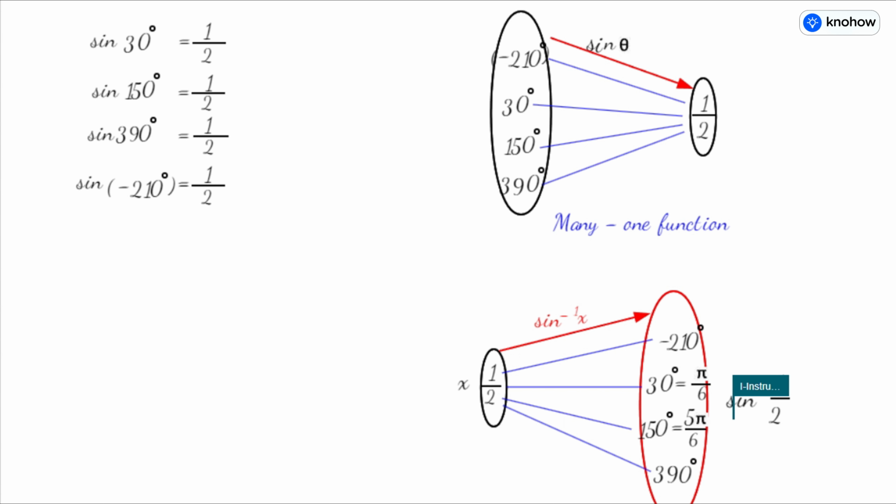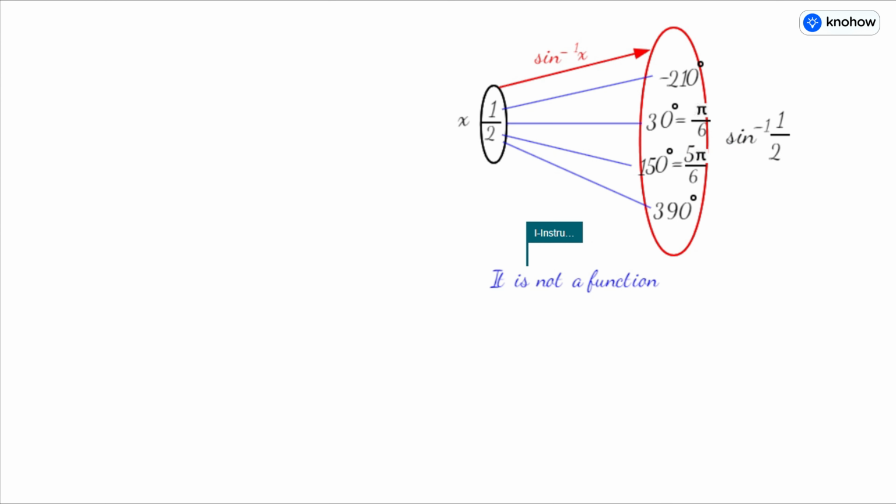Here, to each value of x, that is half, it corresponds to many different angles. It is not a function, because if f is a function from set A to B, each element of set A corresponds to a unique element of set B. So the definition of function fails here. So should I take that the inverse function I can't define? Or can we make some amendments, some restrictions on the values?